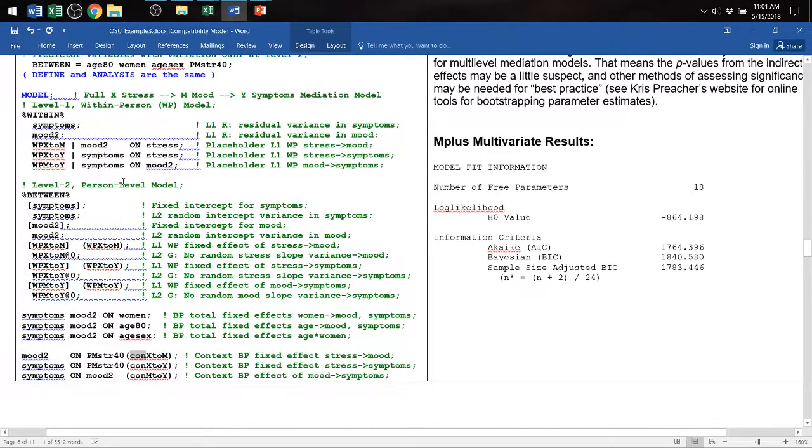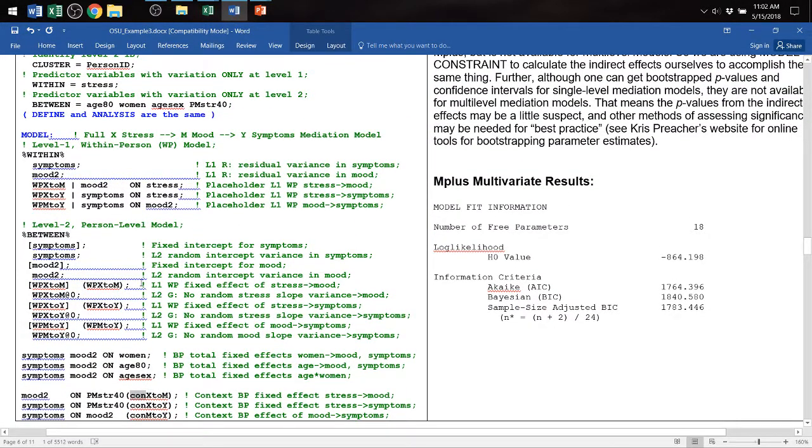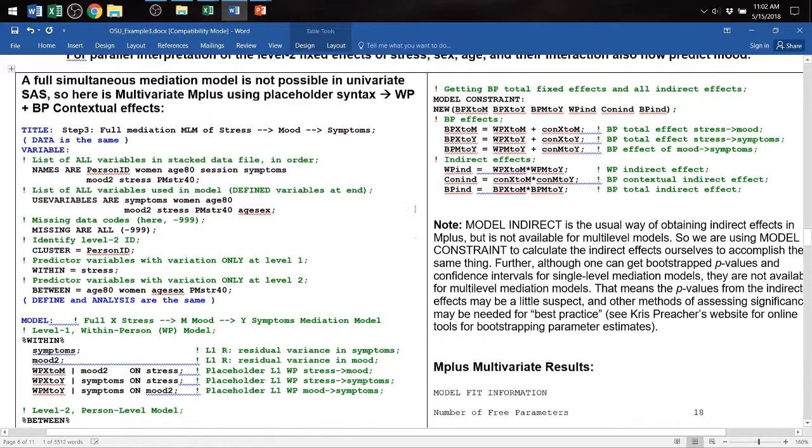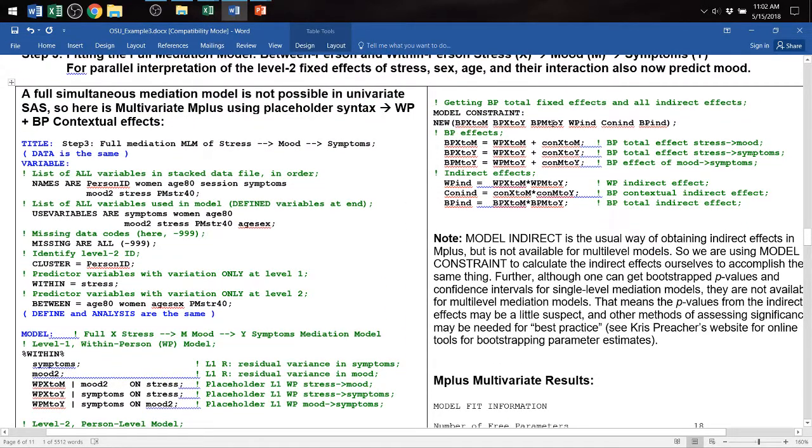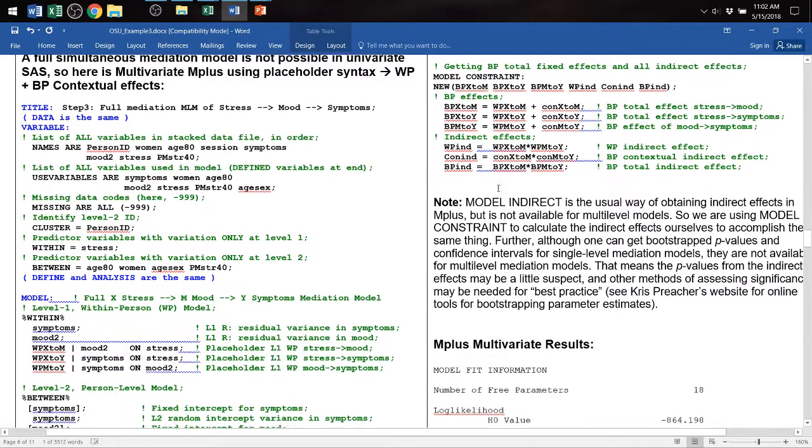That means to get to the betweens, I've got to add each of their within effects to their contextuals. So that's in model constraint here. So I get the between version of each of those first. And now I can make my indirect effect.